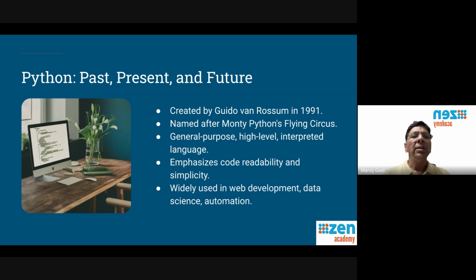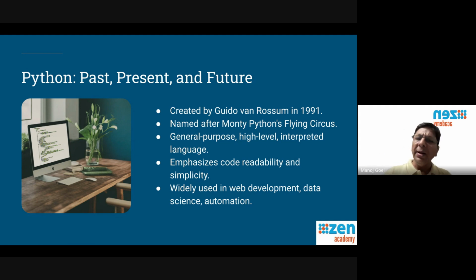Then comes Python as a language. It emphasizes code readability and simplicity, because as I told you, it is a more English-like language. So you don't write any very complex code. If you want to print something, you will simply say print so and so, print Zen Academy, for example. It is easily understandable in English.